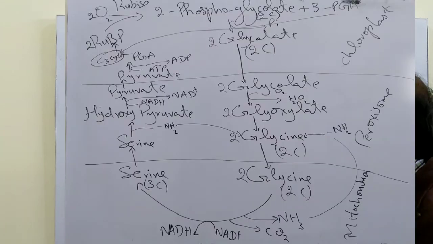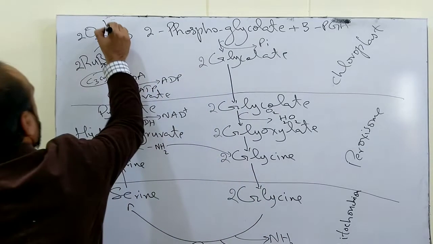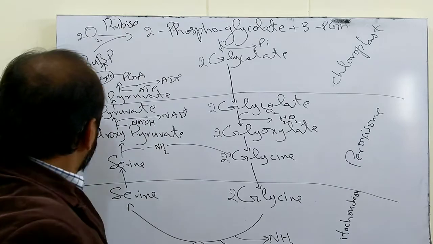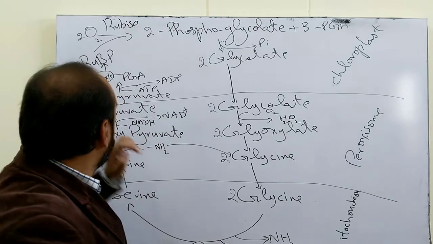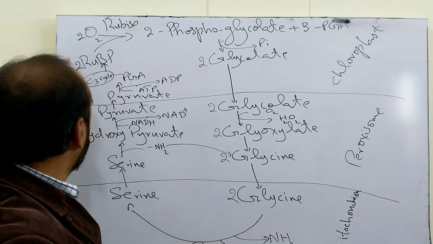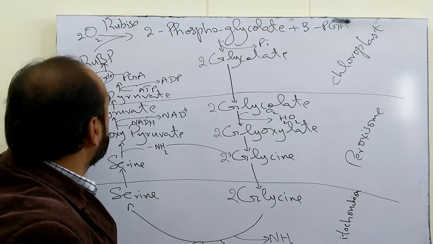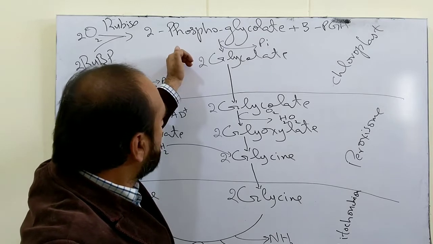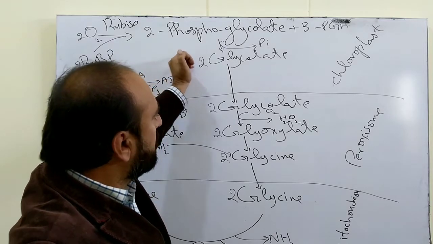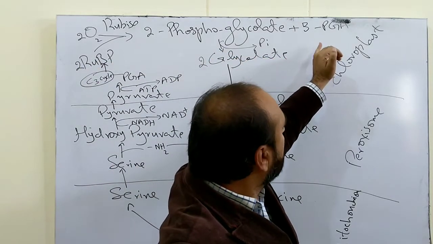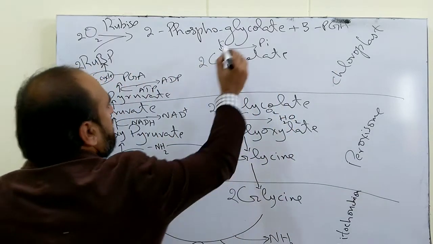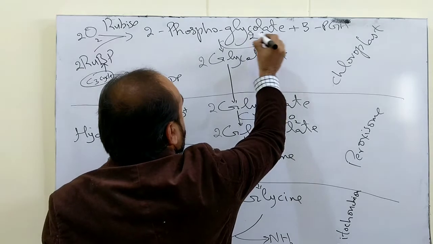So in the first step, when Rubisco acts as oxygenase, the first reaction is an oxidation reaction, in which two molecules of oxygen combine with two molecules of RuBP to give two molecules of 2-phosphoglycolate and two molecules of 3-phosphoglycerate. This is a 2-carbon compound.